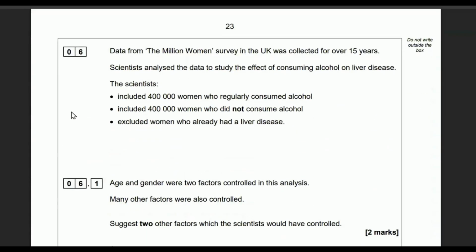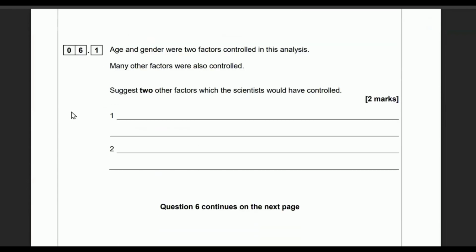Question 6. Data from the Million Women Survey in the UK was collected for over 15 years. Scientists analyzed data to study the effect of consuming alcohol on liver disease. Scientists included 400,000 women who regularly drank alcohol, included 400,000 women who did not consume any alcohol, and excluded women who already had liver disease. Age and gender were 2 factors they controlled in the analysis. Many other factors were also controlled. Suggest 2 other factors the scientists would have probably controlled here, guys.